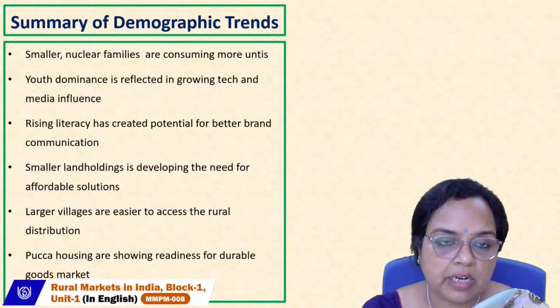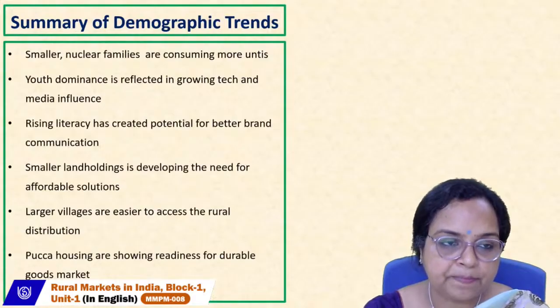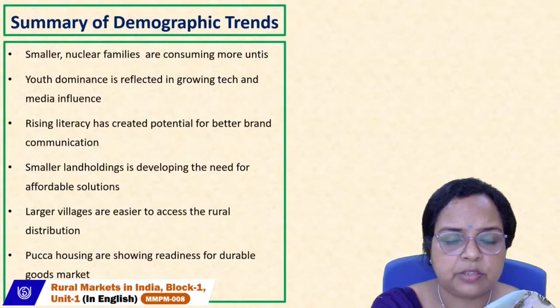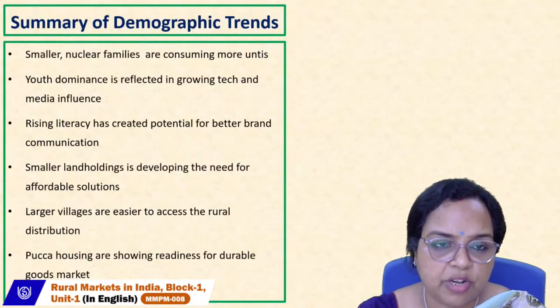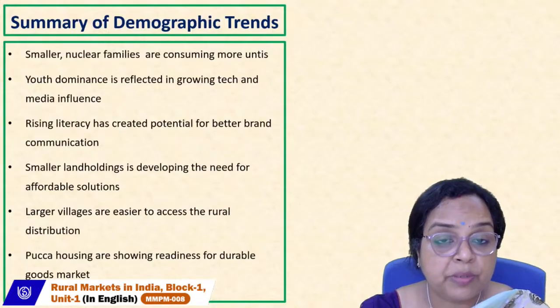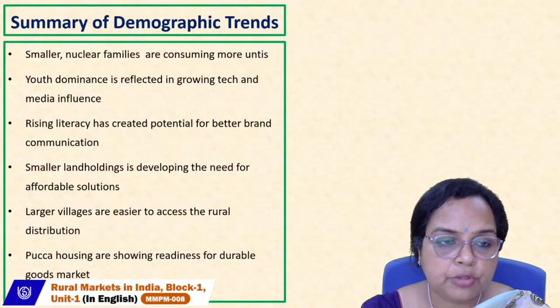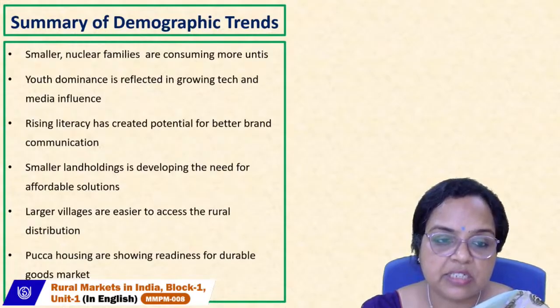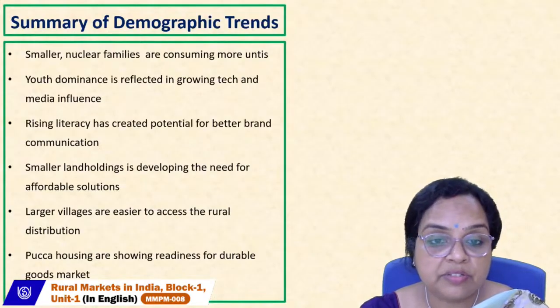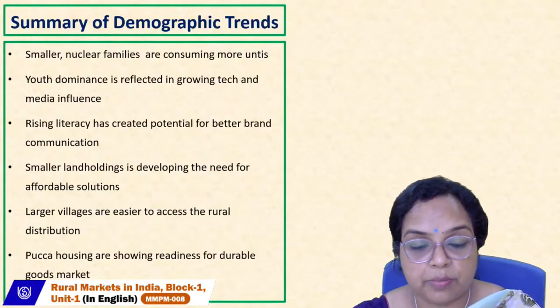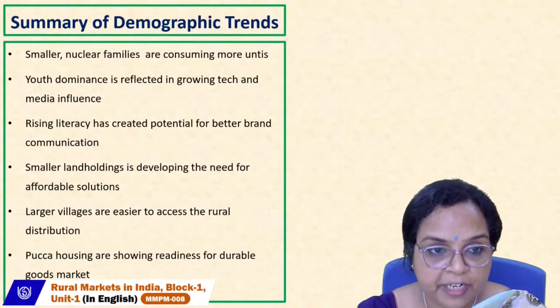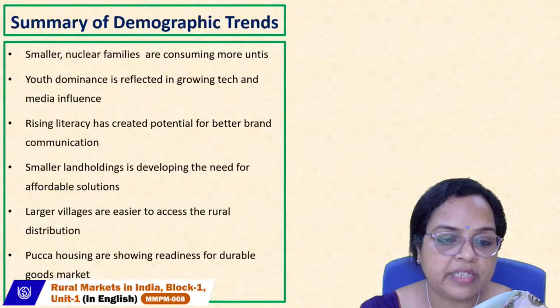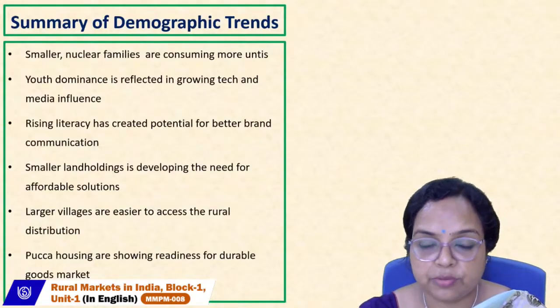Let's summarize the entire demographic trends of the rural belt. Rural areas have more smaller nuclear families and they are consuming more units of products. Youth dominance is reflected in growing tech and media influence because their age is between 15 to 59. Rising literacy has created potential for better brand communication because they are now more literate. They understand what the brand is telling them. Smaller land holdings are developing the need for affordable solutions.